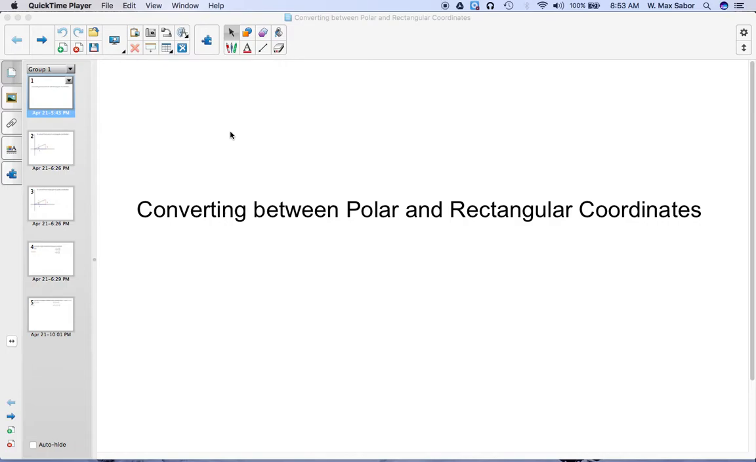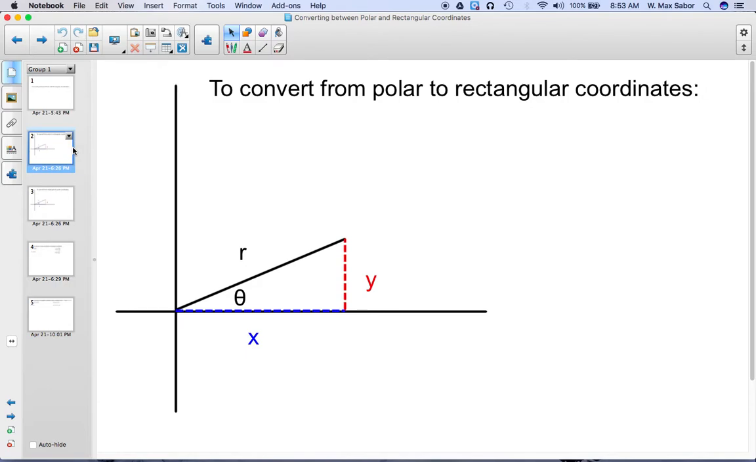How do we convert between polar and rectangular coordinates? Well, it comes down to the idea that an x, y coordinate is described by a horizontal and then a vertical change, whereas an r, theta coordinate describes a distance and a direction. So what we can see is that there's a right triangle that we can set up between a polar coordinate and a rectangular coordinate.